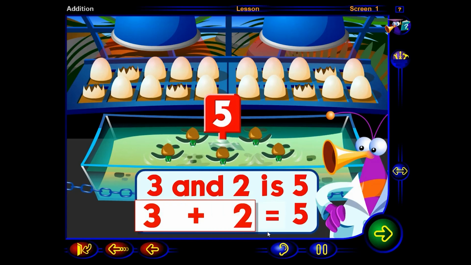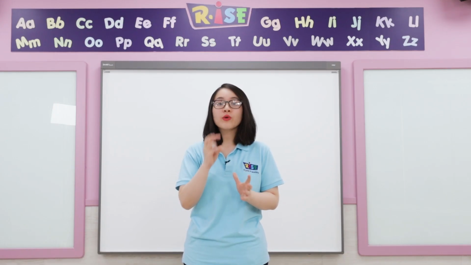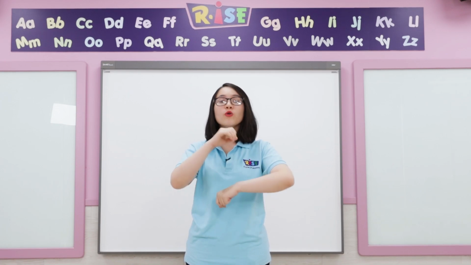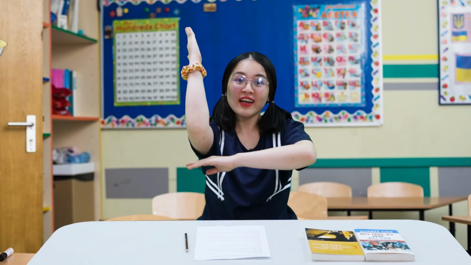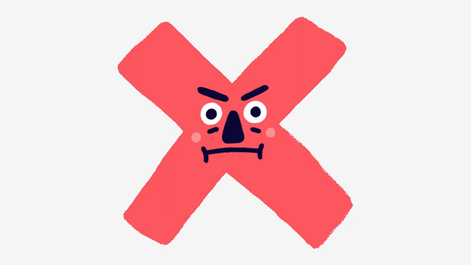3 plus 2 equals 5. We can also say this another way. The sum of 3 and 2 is 5. So, can you repeat the 3 ways to read an addition? Who wants to try? Let me try! 3 and 2 is 5.